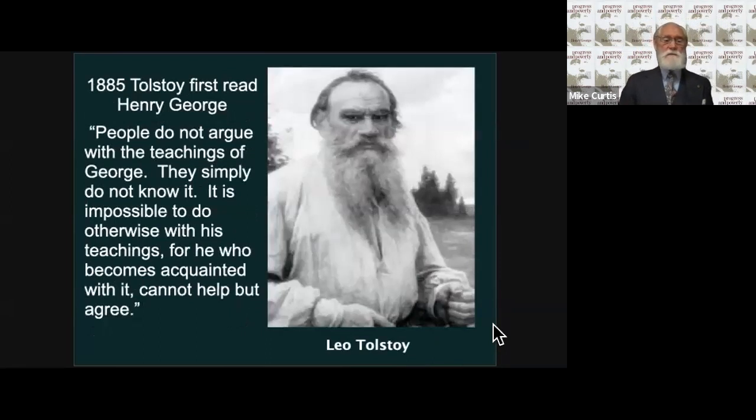And in 1885, Tolstoy first reads Henry George. He said, "People do not argue with the teachings of George. They simply do not know it. It is impossible to do otherwise with his teachings, for he who becomes acquainted with it cannot help but agree."